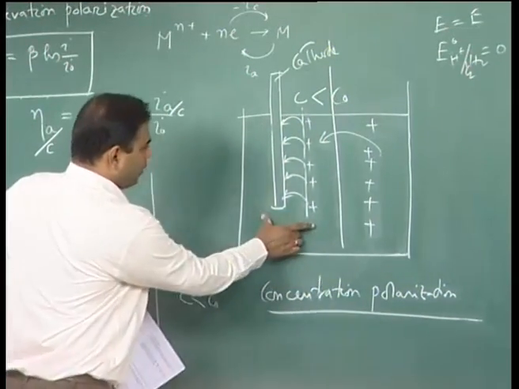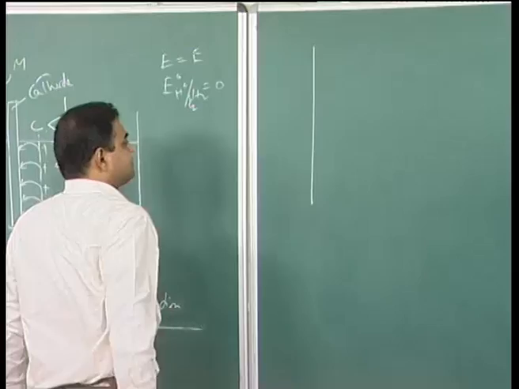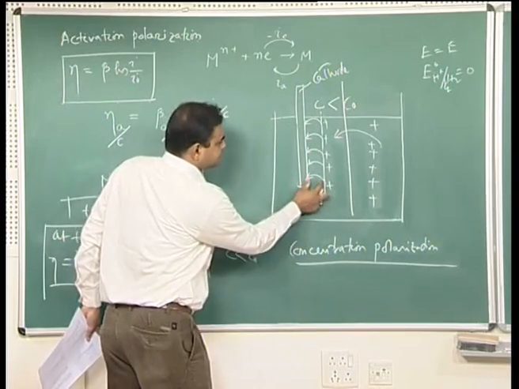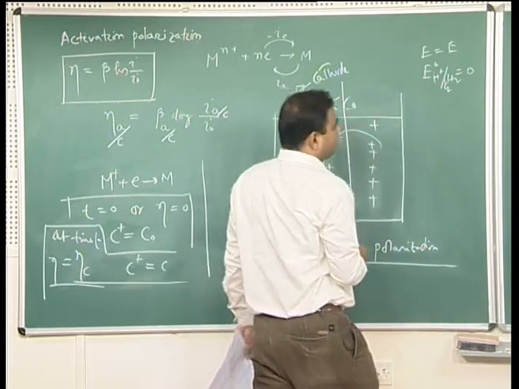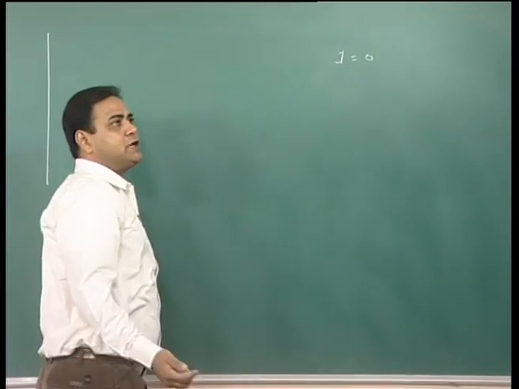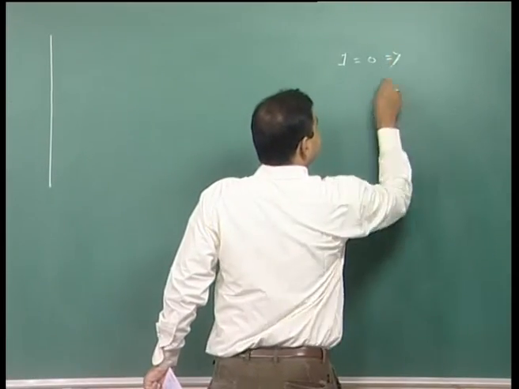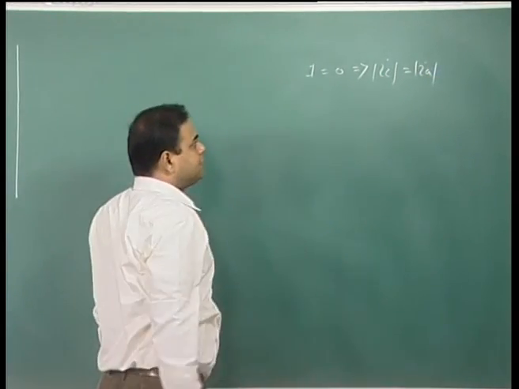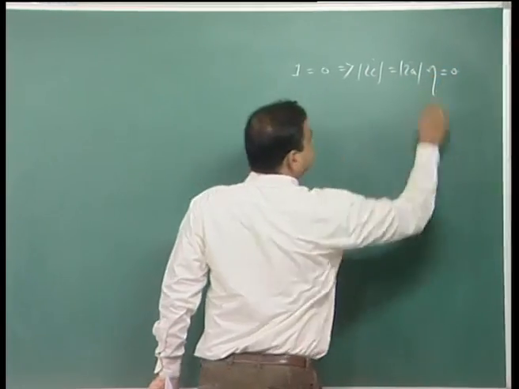Now, if you blow it up, you will see what is happening. Let us say this is my metal surface, and these are very closely spaced, so I can merge these two. What would be the concentration when I equal to 0? If I equal to 0, that means the measured I is 0. So this means IC equal to IA. Now, in that case, what is my polarization? 0.